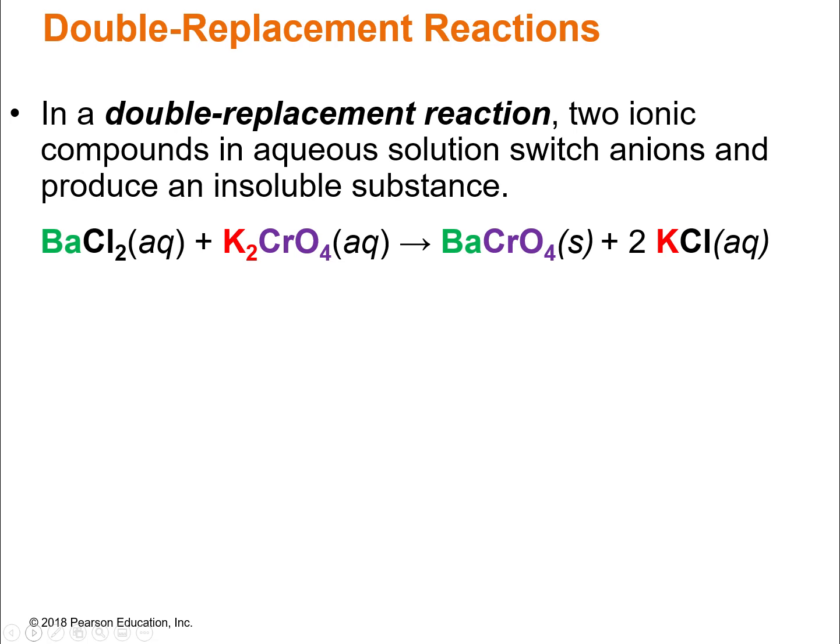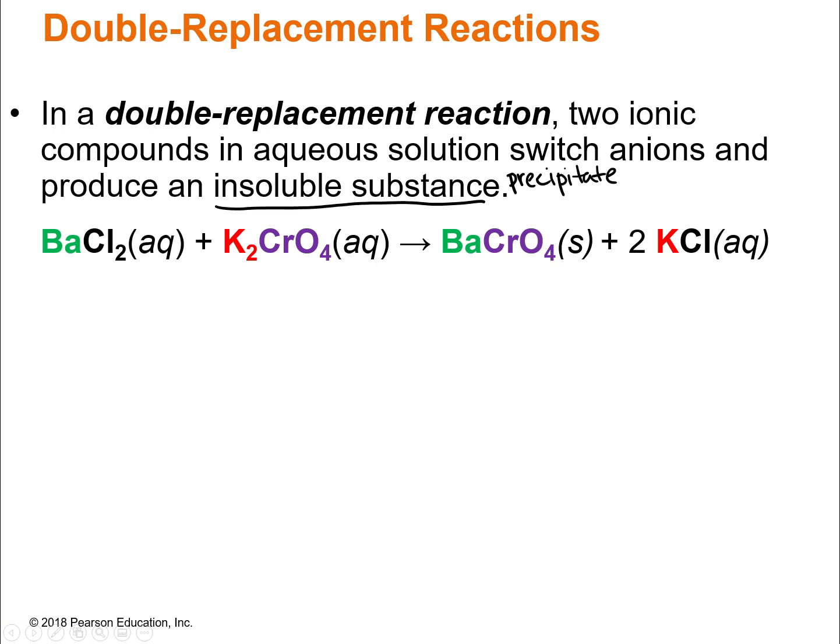If you can have single replacement, you can also have double replacement. In a double replacement reaction, you're going to have two ionic compounds in an aqueous solution. You're going to mix them together, and they're going to switch anions and make an insoluble substance. That's the precipitate. It must form a precipitate in order for it to be a double replacement reaction. Otherwise, there's no reaction. So you'll notice that I've color-coded these so that you can track them a little bit better.